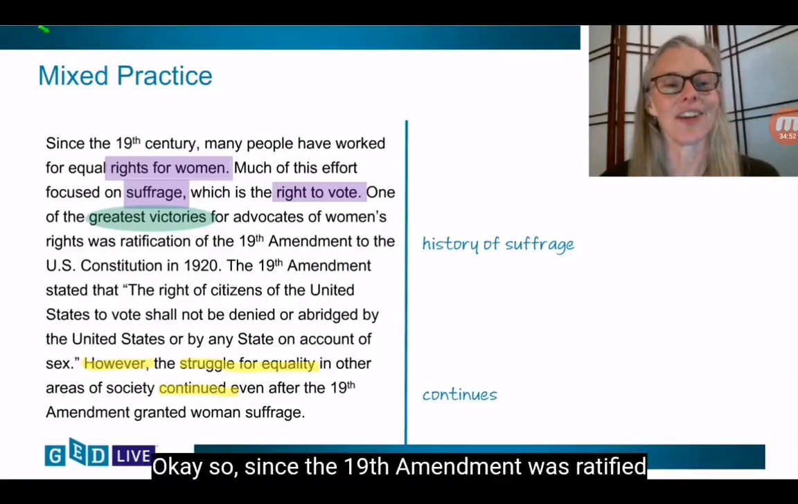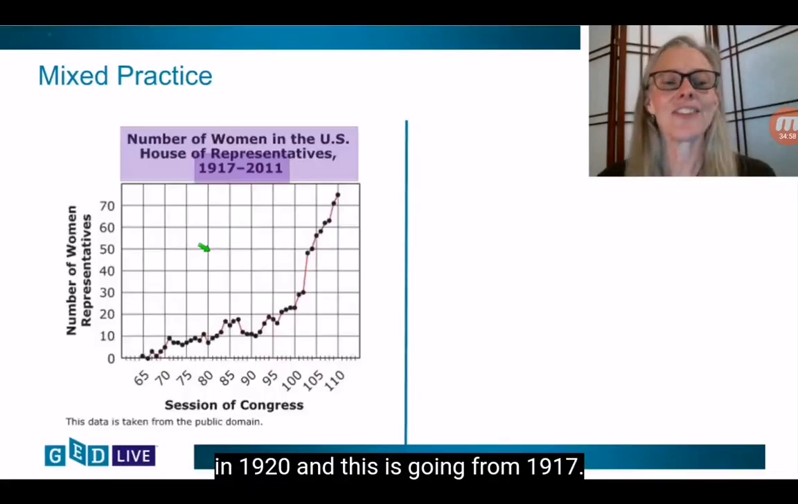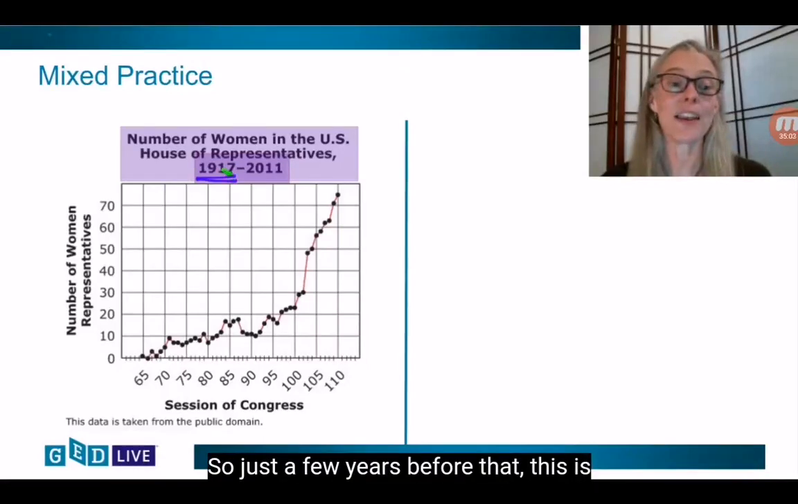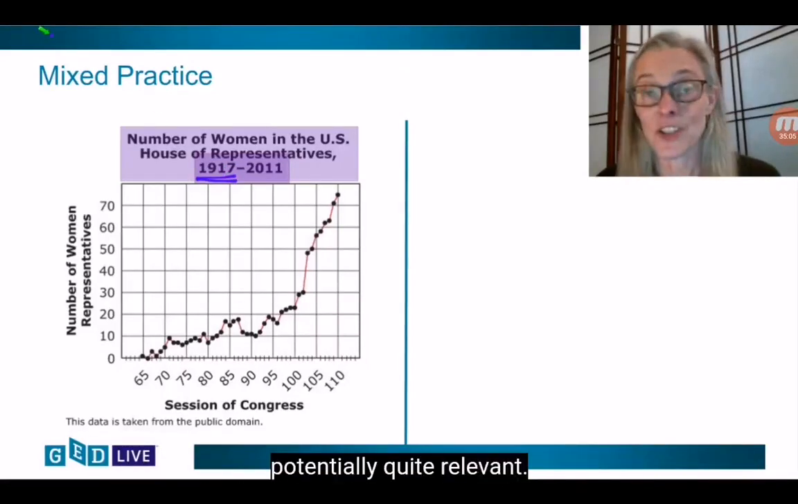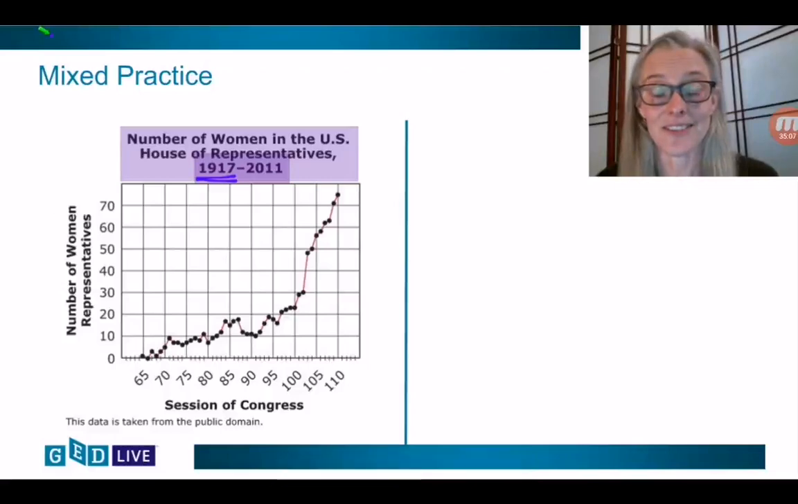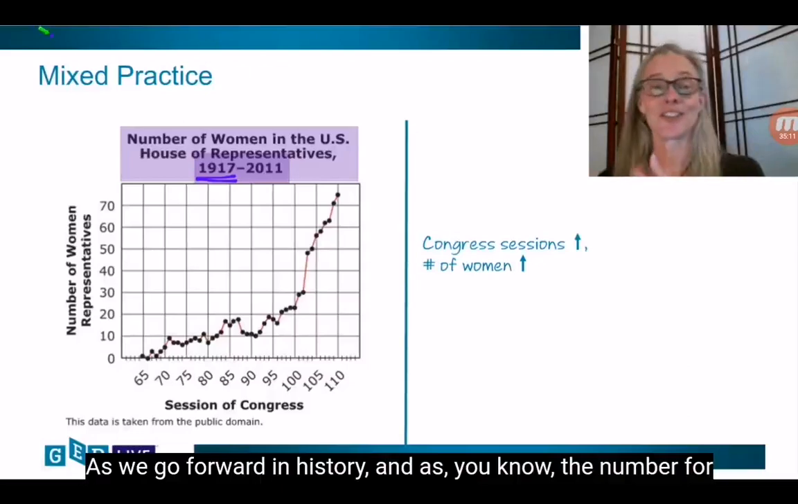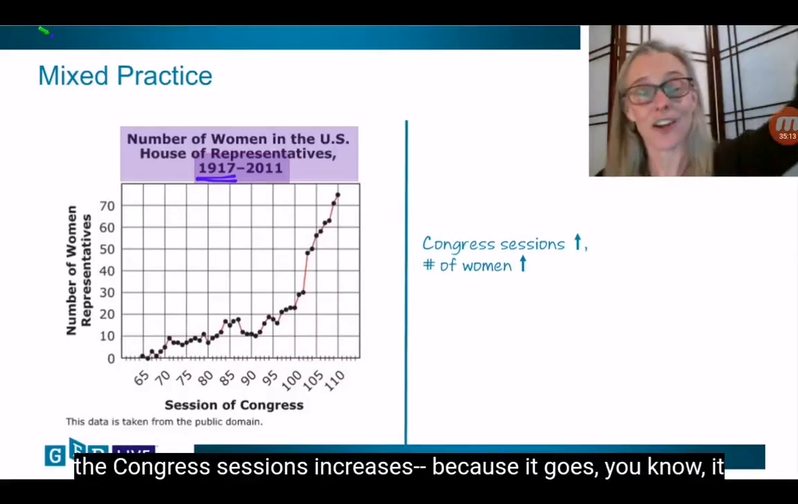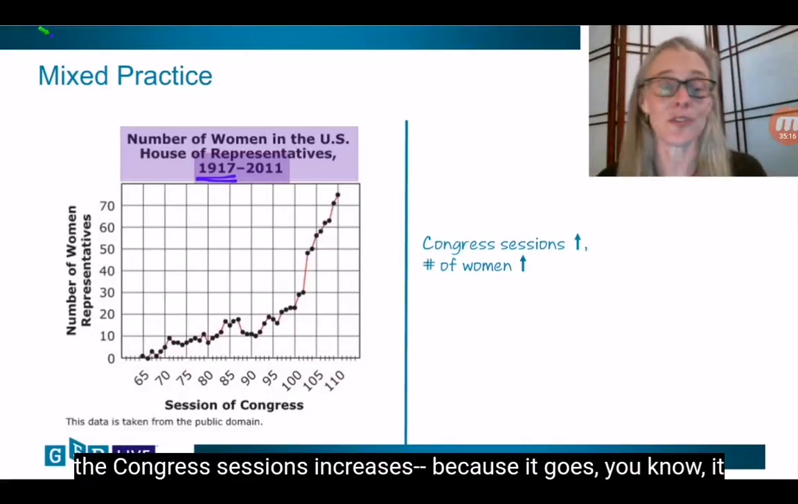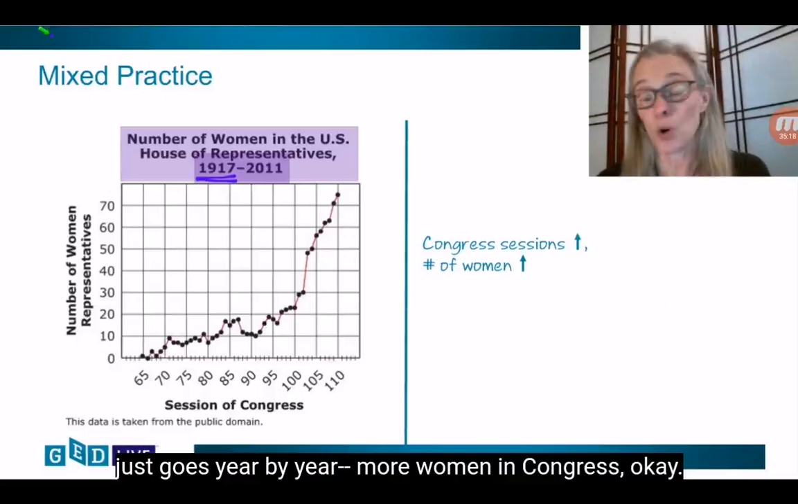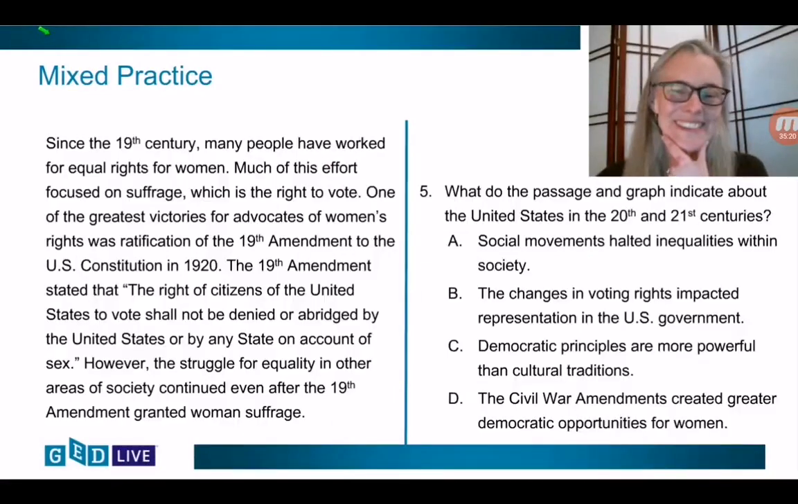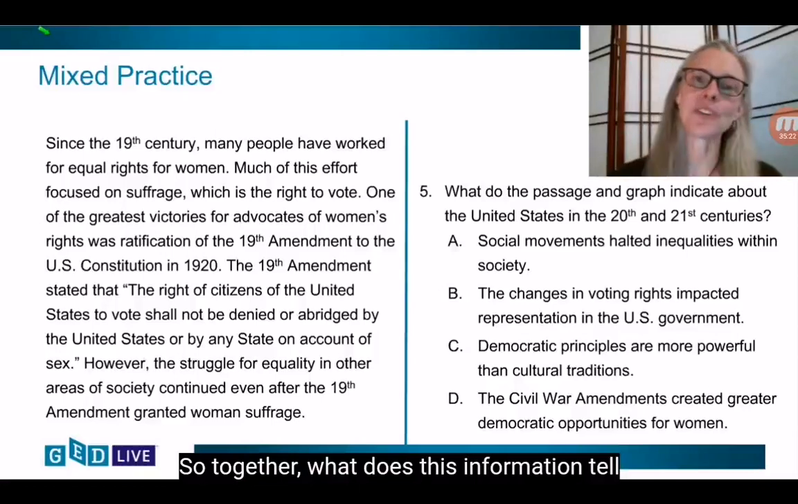Okay, so since the 19th Amendment was ratified in 1920, and this is going from 1917, so just a few years before that, this is potentially quite relevant. Okay, so as we go forward in history, and as the number for the Congress session increases, because it just goes year by year, more women in Congress. Okay, so together, what does this information tell you?